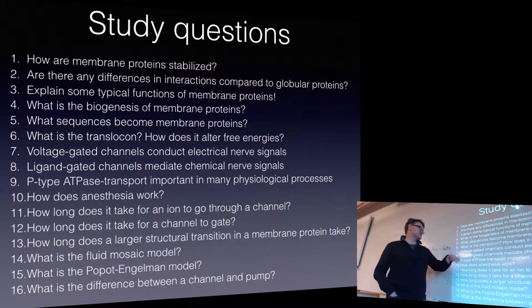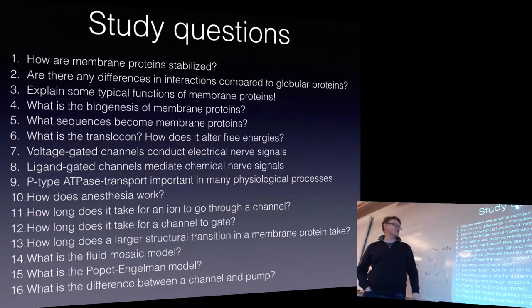P-type ATPases are important in a whole lot of physiological processes, in particular one. So what do they do? The main function of it. This is an entire class of proteins too, but we spoke specifically about one. They transport things up against the gradient. What things? Ions. What ions?